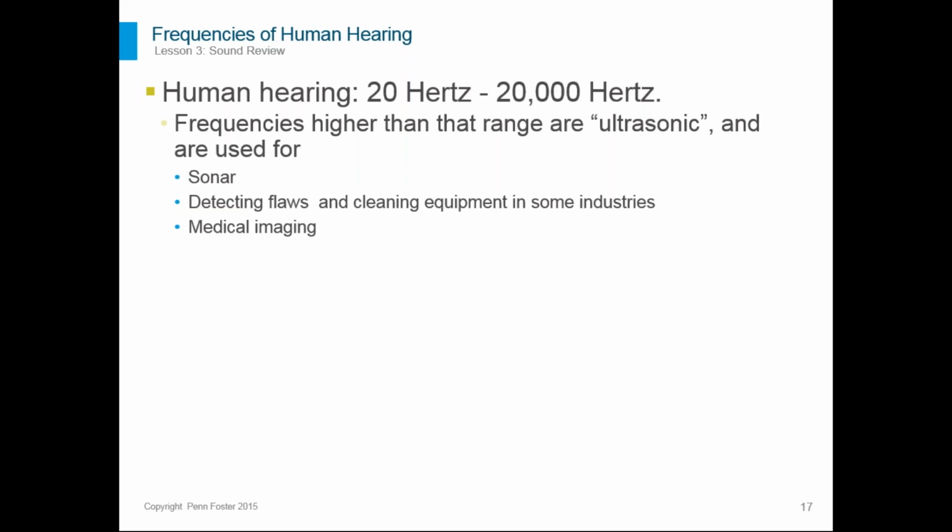Some industries use sound waves for cleaning equipment, basically just vibrates it so much that the dust falls off, and for detecting holes and flaws in equipment. So again, those are sounds that are too high of a frequency for us to hear. And medical imaging, so ultrasounds.